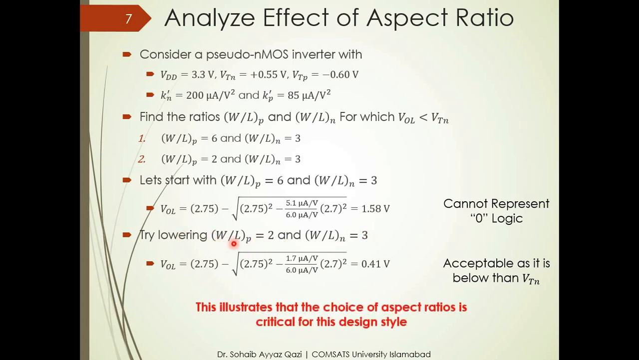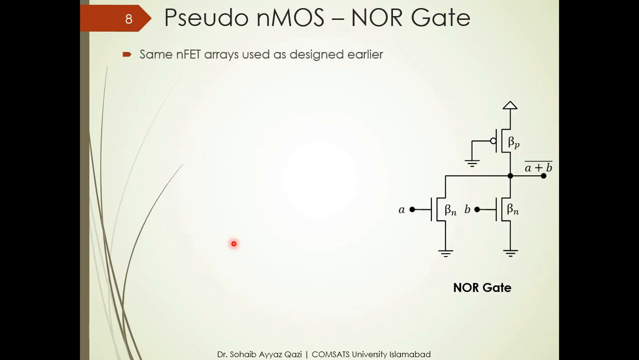So this example illustrates that the choice of aspect ratios is critical for our designs. If the aspect ratio is not chosen correctly, then there might be a case where we will not get our logic 0 level. So how can we design different circuits using CMOS, like pseudo nMOS logic? Consider an example where we design a NOR gate. We use the same inverter arrays that we designed earlier.